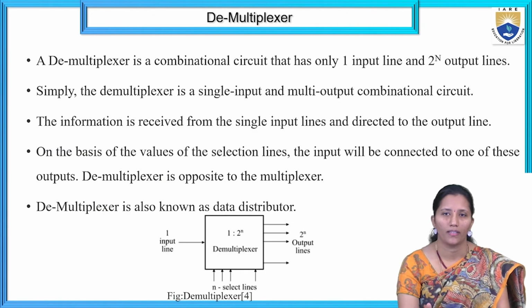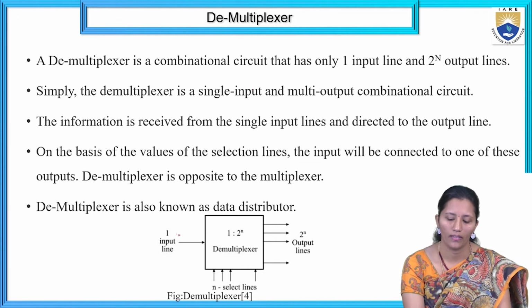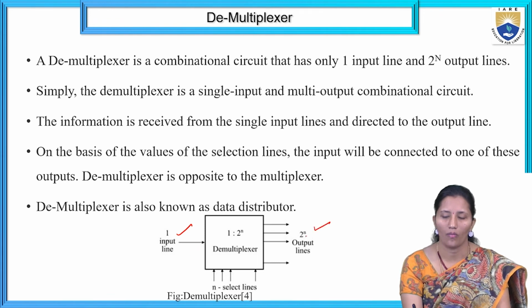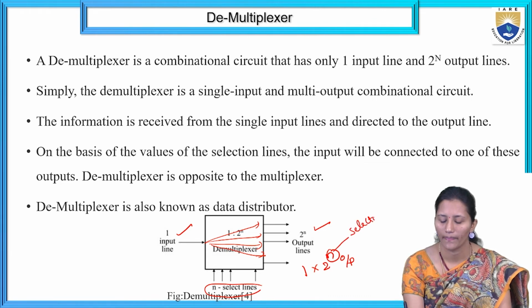Now the demultiplexer. A demultiplexer is also a combinational circuit which has one input. If you observe this block diagram, it has only one input and many outputs. According to the selection lines, it will route the input to any one of the outputs. Okay. So it has one input and 2 to the power of n outputs. This n indicates the selection lines.